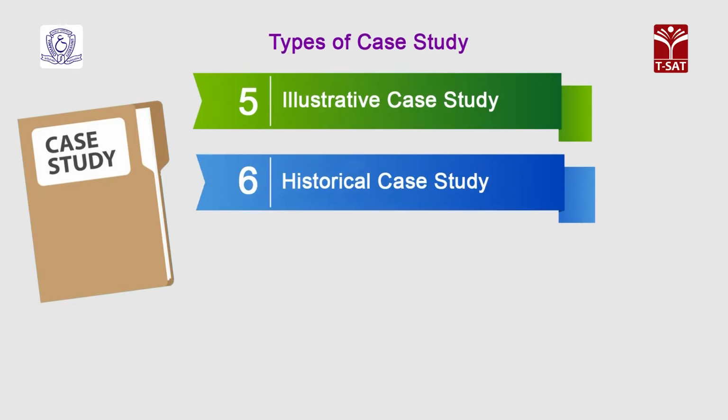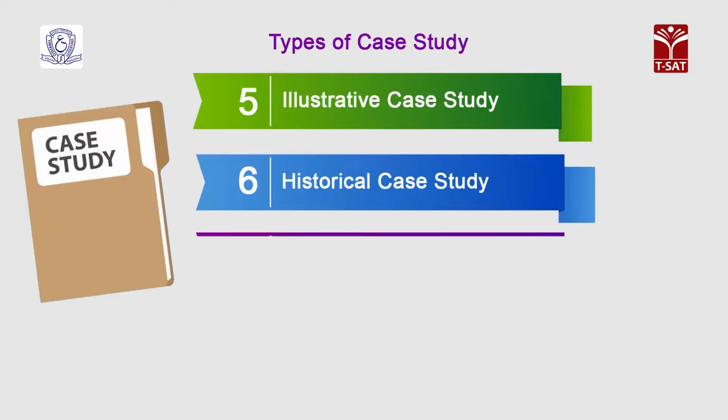Sixth type is historical case study. Historical case study is dependent on recordings, documents and interviews. This type of study traces the development of a person, organization or a system over time. For example, the study of a political party from its formation till its rise to power.